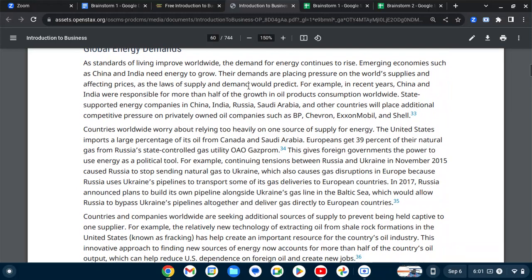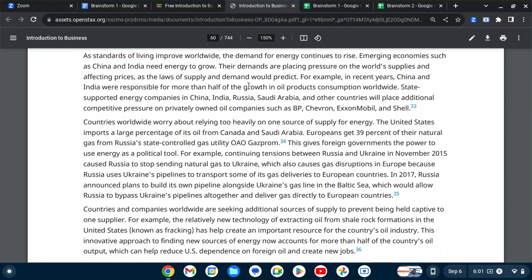Global energy demands. As standards of living improve worldwide, the demand for energy continues to rise. Emerging economies such as China and India need energy to grow. Their demands are placing pressure on the world's supplies and affecting prices. As the laws of supply and demand would predict, for example, in recent years, China and India were responsible for more than half of the growth in oil products and consumption worldwide.